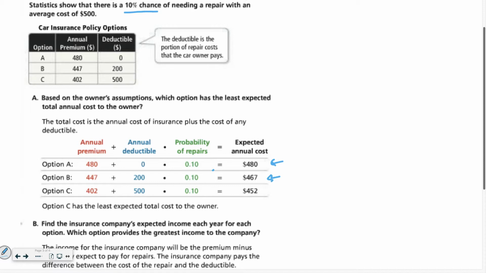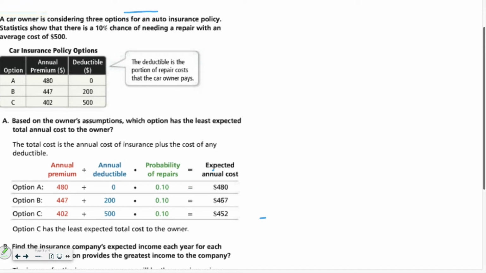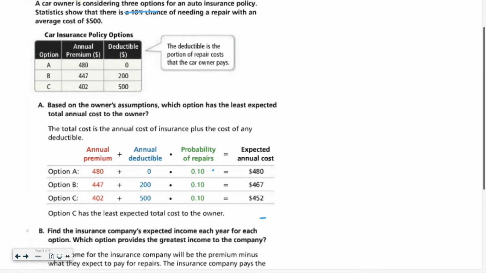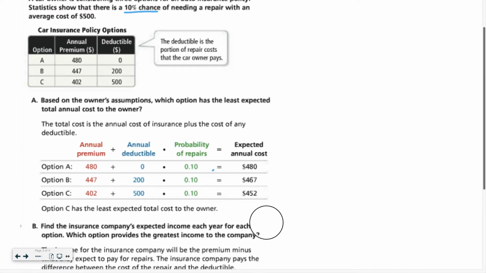And option C, annual premium of $402, annual deductible of $500, with the probability of 10% for needing repairs. 500 times 0.1 plus 402 leaves us with $452 as the total. So if you look, option C, the one where you have to pay the first $500, ends up being the cheapest, or the least expected total cost for the owner.